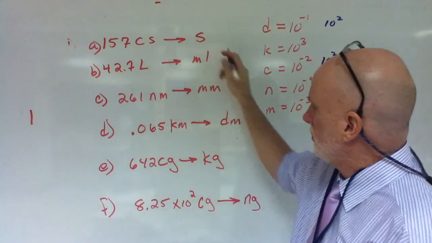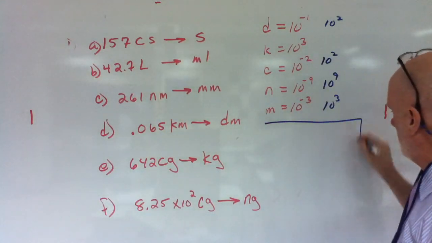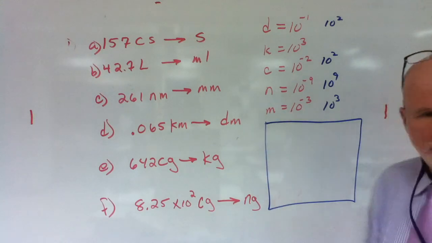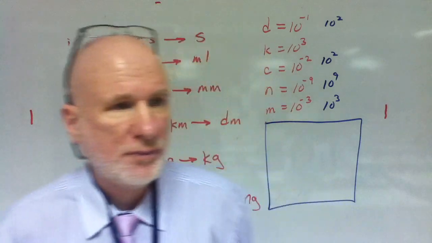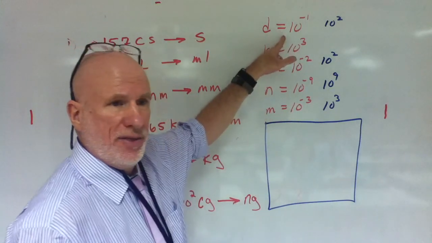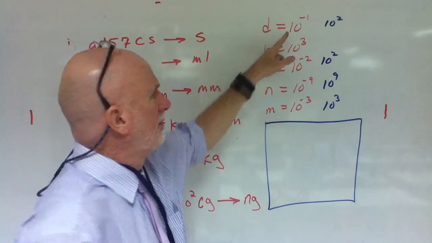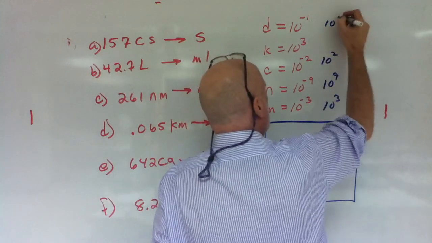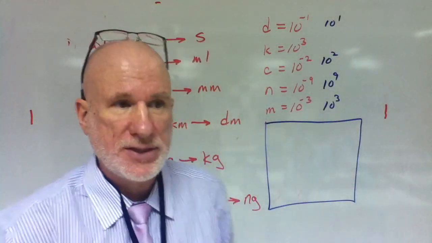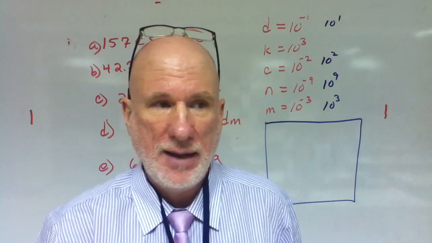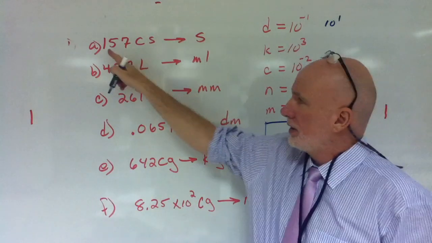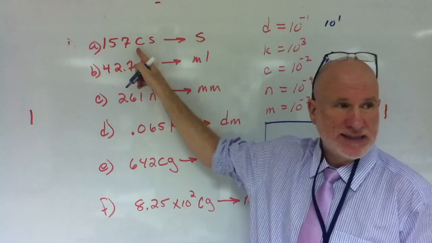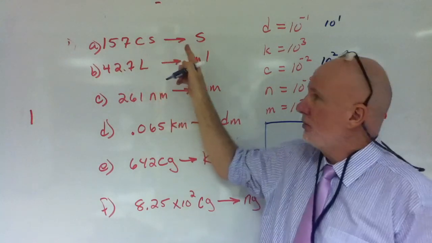Let's do the first one. We'll use this area down here as my scrap paper. Is that okay? Yes, Edward. Deci is tenth. Thank you. Nice catch. Well done. Okay? Yes? So we're going to use this as our scrap paper. I want to go from 157 centiseconds to a second.